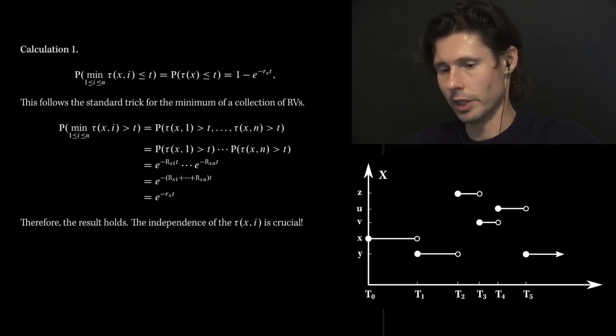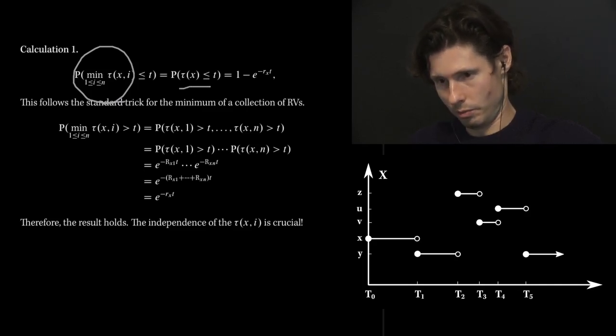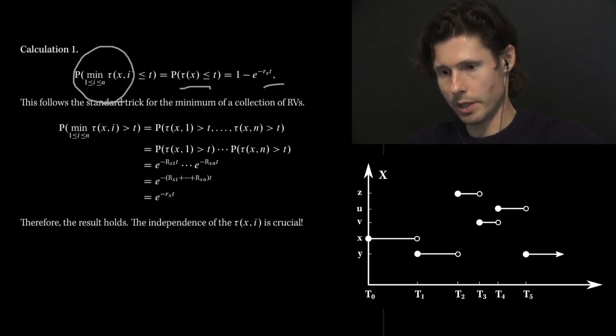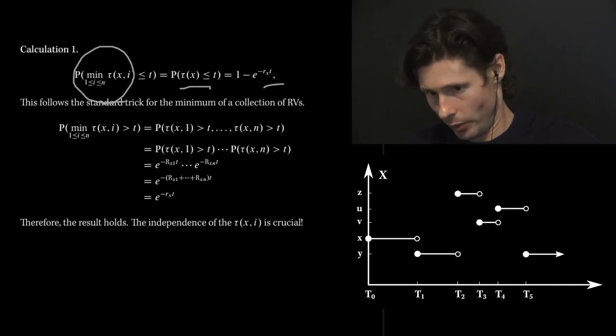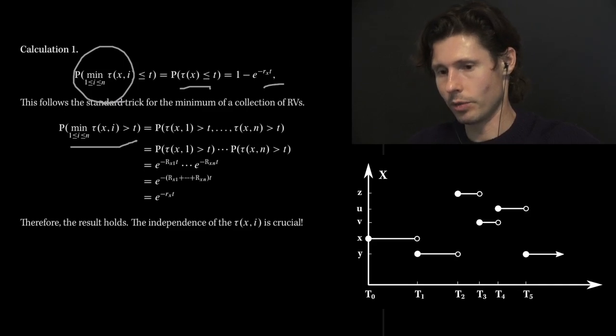Here's the first calculation. Why is the minimum of n exponential clocks with rates Rxi equal to one with a cumulative rate Rx? Why is this true? In other words, why is waiting for the first one of these n to fire the same thing as waiting for one of them with the rate Rx to fire? Well, that's the same calculation we already ran through. We're looking at the minimum. We're going to look at the survival probability.